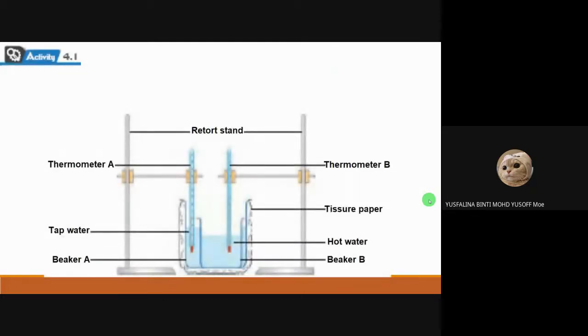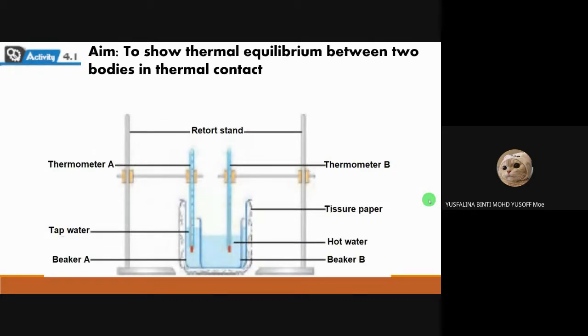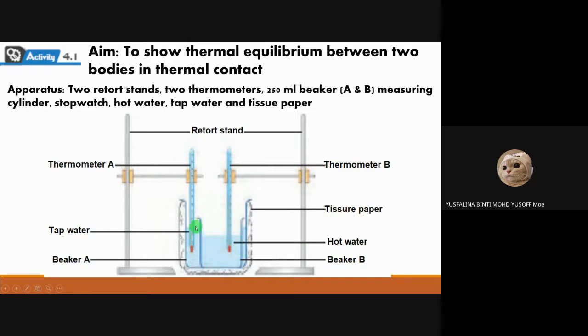All right. So now, to show thermal equilibrium between two bodies in thermal contact, let's say this is the experiment we did in the lab. You have two beakers here. The beaker B you fill with the hot water, and then you put it inside the beaker A that is much bigger. You put the tap water inside the beaker A, so it's like you just immerse the beaker B inside the beaker A.